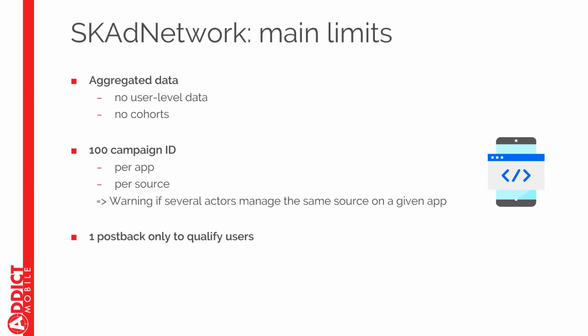Another point is that there is only one postback to qualify the users. We'll go back to this right after, because that's probably one of the biggest points to understand at the moment. Now you will only be able to get one data point per install, meaning that before, you knew that those users made a purchase, a registration, a subscription, different events. Here, you will only have one that can be triggered. It's very important, and we'll talk about it in depth just after.